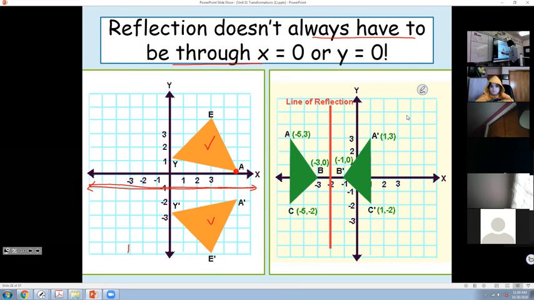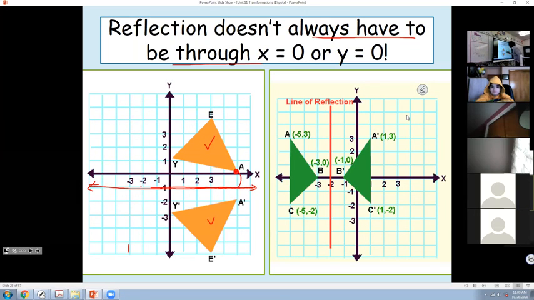Now let me see if it is really right in the middle. How many units is one away from the mirror? It is just one unit. How about the image? Do you think the image is also just 1 unit away? Yes. That means that it is the right spot.